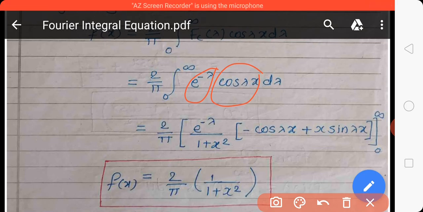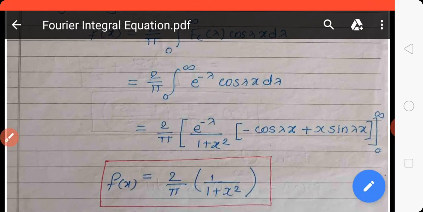Therefore, we got the value e raised to minus lambda upon 1 plus x square, that is a square plus b square. A is equal to minus 1 and b is equal to x. We got e raised to minus lambda upon 1 plus x square in bracket a cos bx, a is equal to minus 1 and b is equal to x. Therefore, we got here minus cos lambda x plus b into sin bx, b is equal to x. Therefore, we got x into sin lambda x.